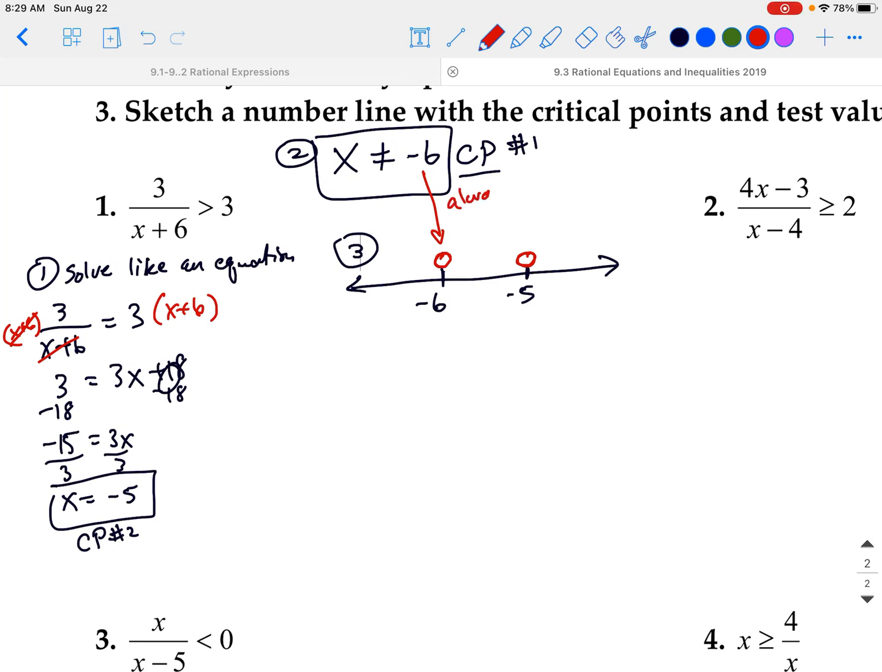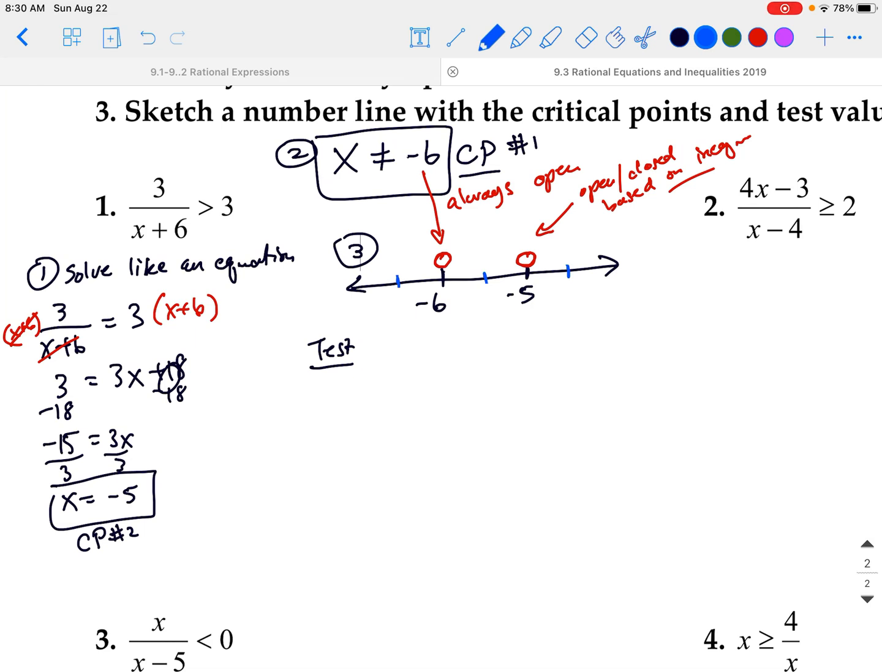And we'll note this one is always open because it's undefined. So your undefined points are always open. Your defined points are open or closed based on the inequality. And then what we're going to do here is pick values in between to test. So I'm going to pick a point that is smaller than negative 6, a point that is between negative 6 and negative 5, and then a point that is larger than negative 5.